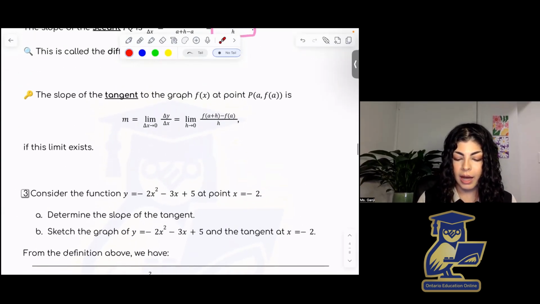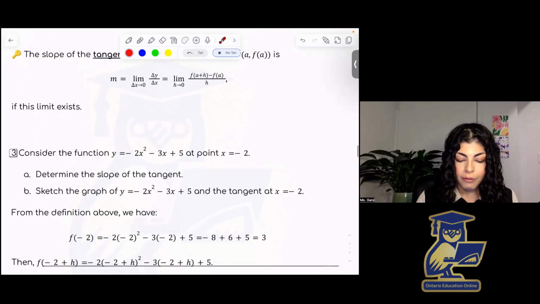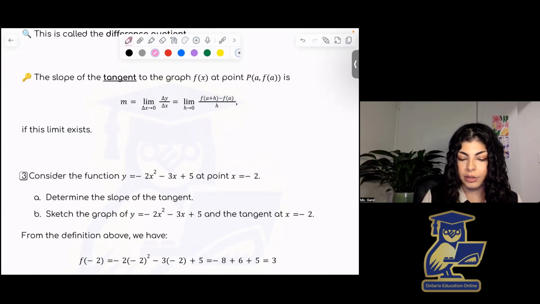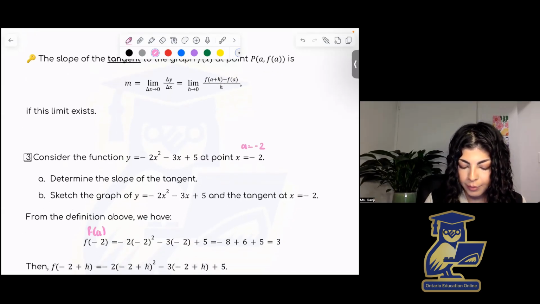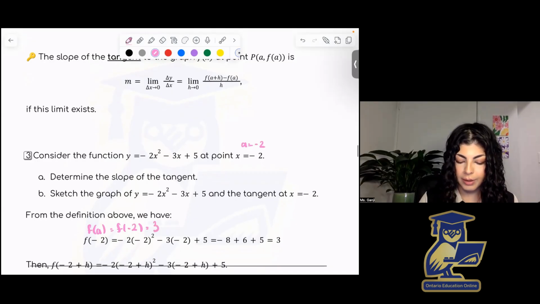So consider this function y equals negative 2x squared minus 3x plus 5, which is another quadratic. And we're asked to find the slope of the tangent at the point where x is equal to negative 2. And we're also going to sketch the graph and the tangent after, just to make that graphical connection as well. So from the definition above, we first find f of negative 2 because that's our a here. So here, a is negative 2. And so f of a, which is f of negative 2, which we find through substitution, is just 3.